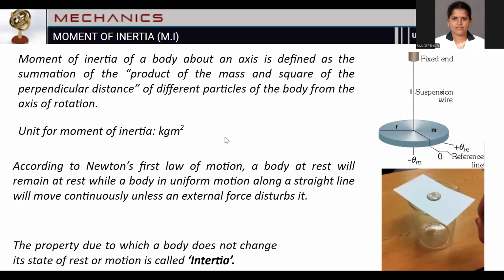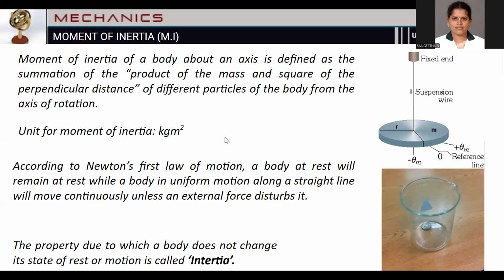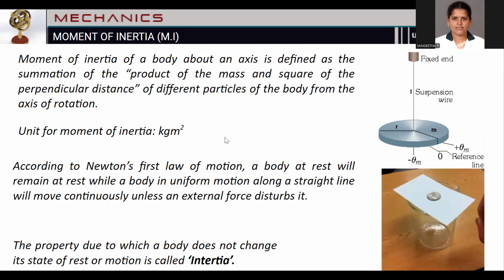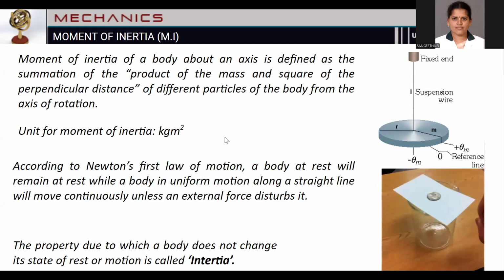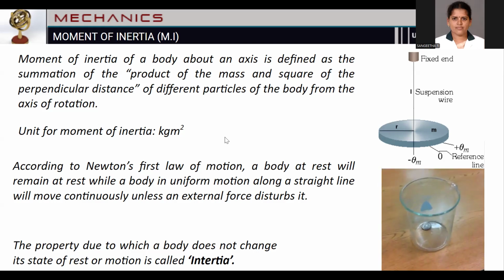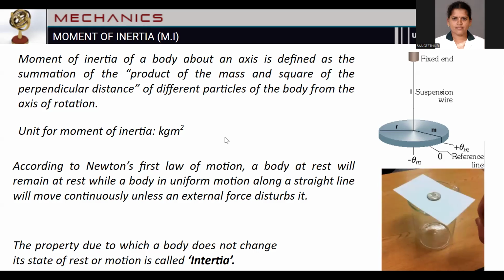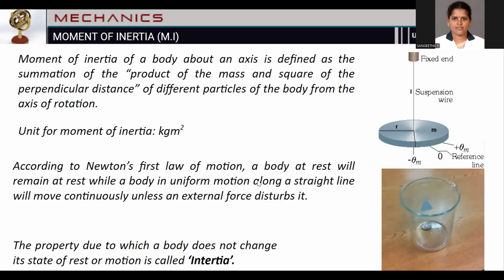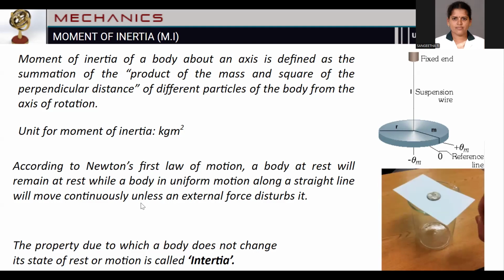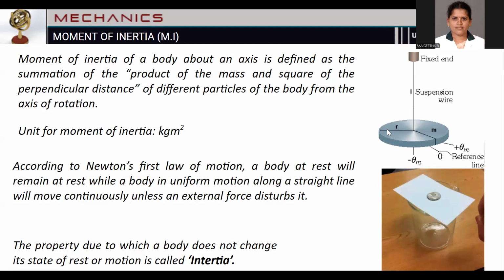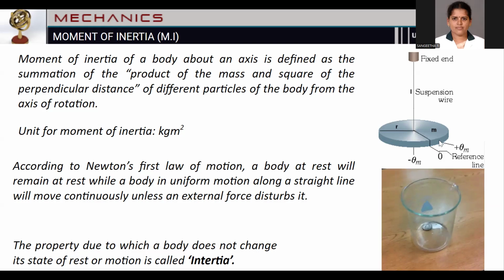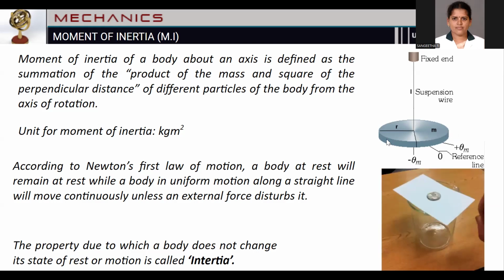We all know that according to Newton's first law, if the body is at rest, it will remain at rest, and a body in uniform motion along a straight line will continue moving in a straight line unless an external force disturbs it. For example, a torsional pendulum is rotating about an axis. It keeps rotating at the same speed unless a force is exerted on it.